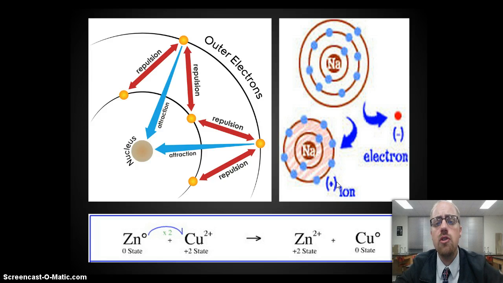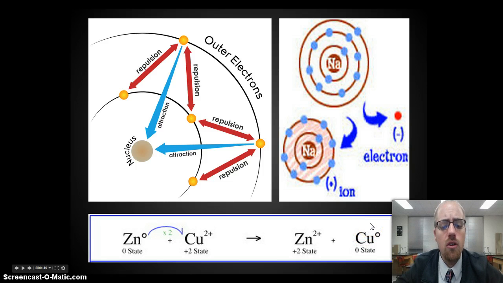But what happens when you get two metals together and one's an ion and one's not? Well, if we look at zinc and copper in this case, this particular zinc has all of its valence electrons. It has a zero oxidation state. And if you take a copper ion with a +2 oxidation state and you mix it together with the zinc, what you'll actually see is that the zinc will give 2 valence electrons to copper. Well, how can this be?